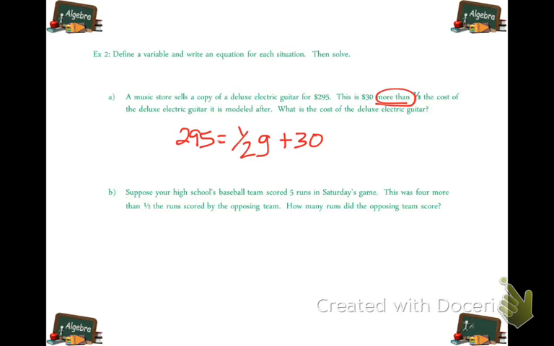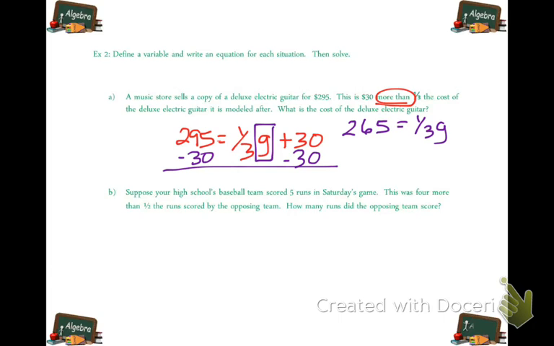So we want to find out how much it costs. Whoa, it's not 1/2, it's 1/3. So step 1, we're going to add or subtract. So G stays by itself. So we're going to get rid of the 30. Going to bring it over to the other side. It'll be 265 equals 1/3 G.